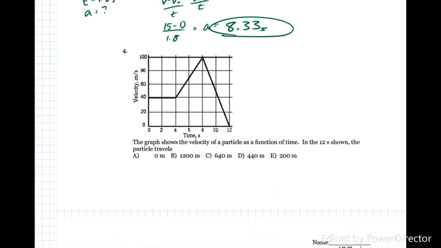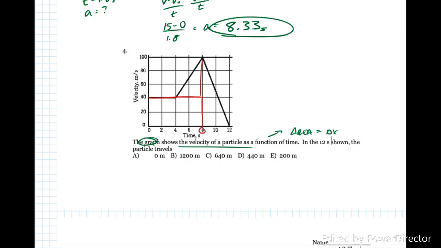This graph shows the velocity as a function of time. In the 12 seconds shown, the particle travels. So because this is a velocity versus time graph, one thing that I know is the area is the displacement. This is an odd shape. Because it's an odd shape, we're going to split this into areas that we know how to deal with. See what the best way to do that is. There. That's the easiest way to split it into shapes that we know how to deal with.